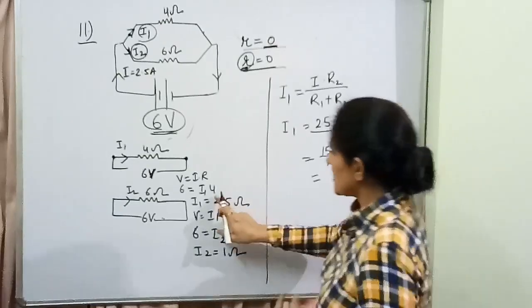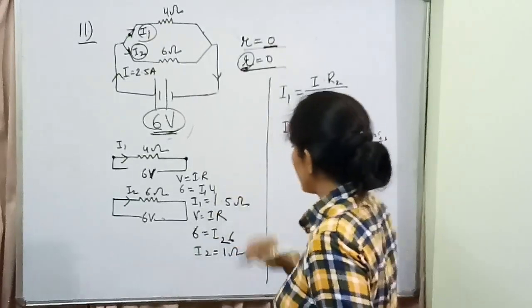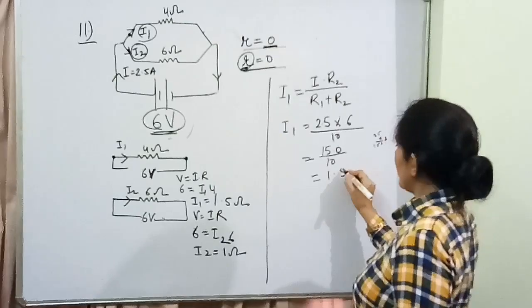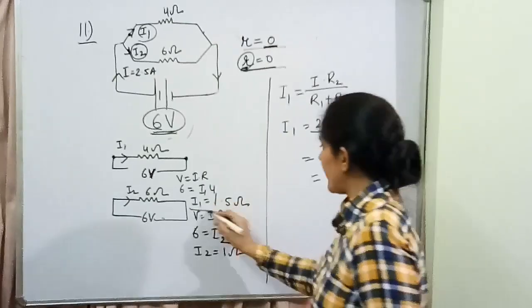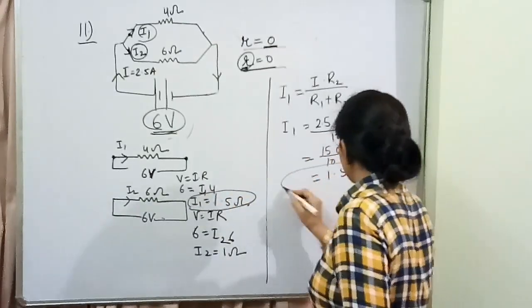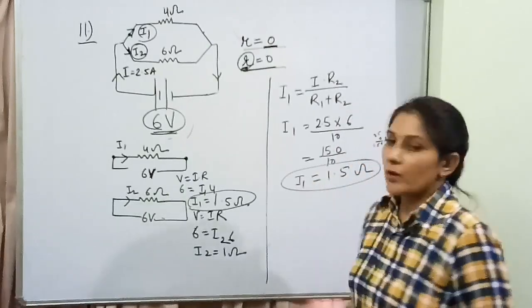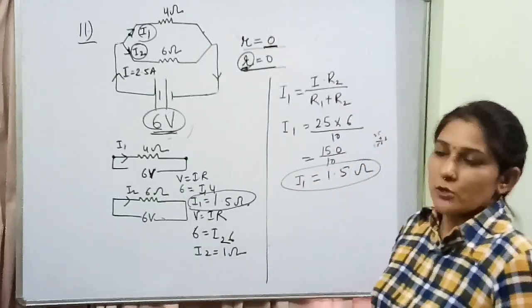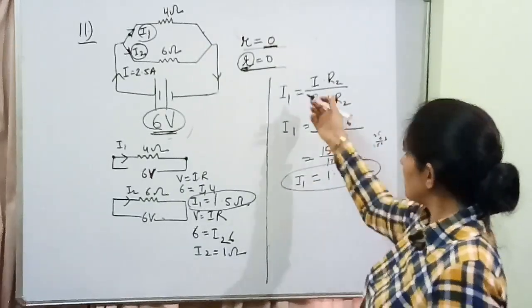1.5. Sorry, this is also 1.5. My mistake, I have written 2. This is 1.5 ohm. These two values are the same. Okay, with both methods you are going to get the same values. So it is your choice which method you are going to use.